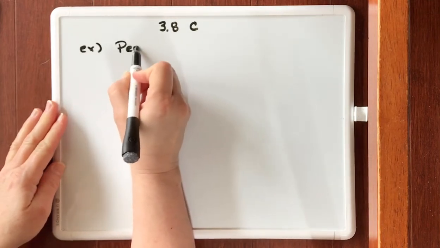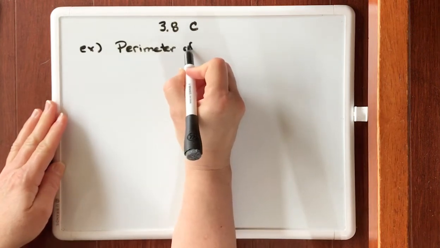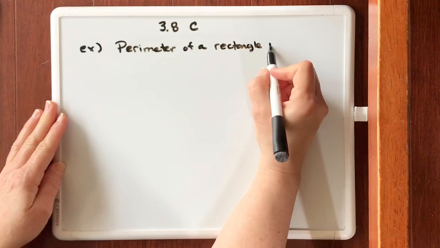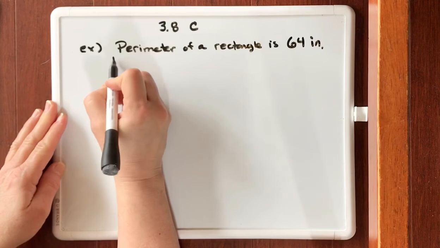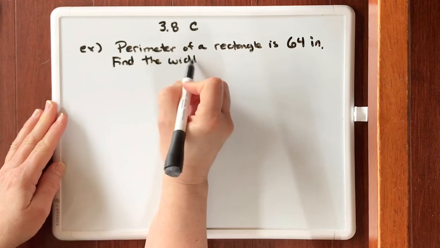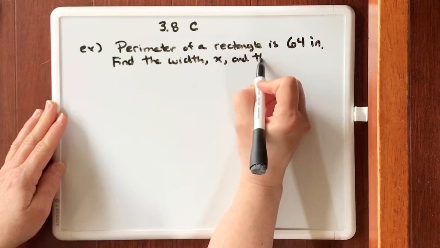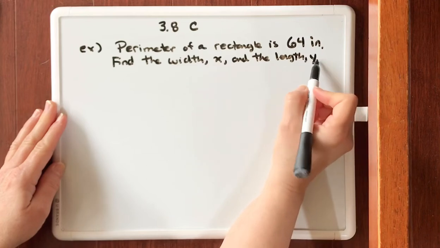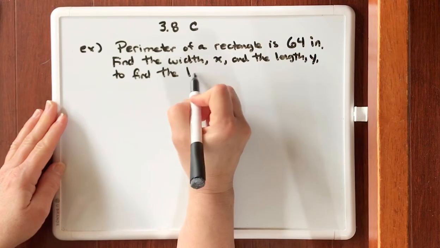Perimeter of a rectangle is 64 inches. Find the width, which we're going to call x, and the length, which we're going to call y, to find the largest area.